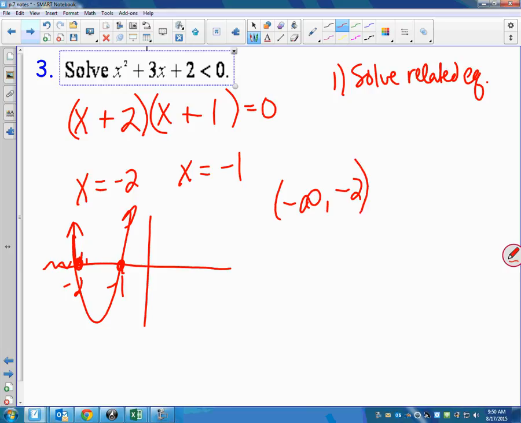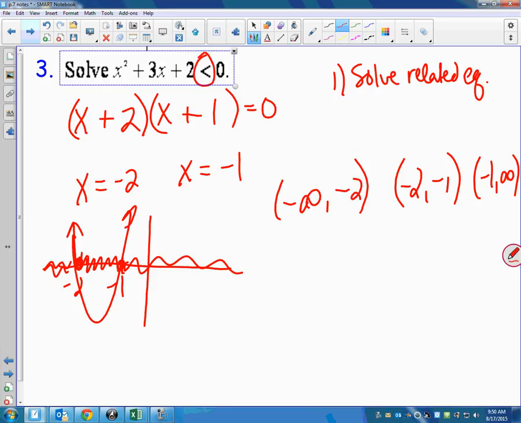Do you think that would be the solution if I shaded here? What would be the solution if it was shaded inside? -2 to -1. And what would be the solution if I shaded over here? -1 to infinity. How did I know to put parentheses there and not brackets? It goes all the way back to this sign up here, right? This is what determines whether I do this or not.